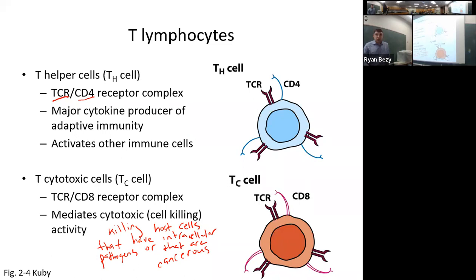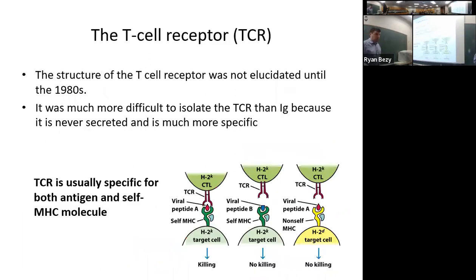Now, again, this is a little bit of review, but it's a nice setup for remembering how these different types of T cells function. We're going to take a closer look at the T cell receptor, how it's made, and how it functions in either T helper cells or T cytotoxic cells.